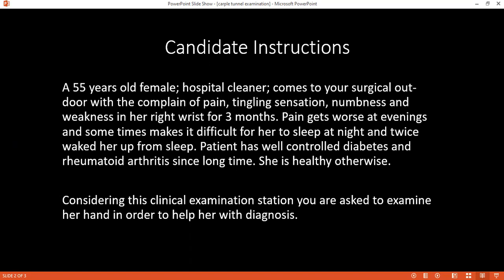Nice to meet you. I will wash my hands. Today I'm going to examine your hands. It will include look, feel, and movement, and I will ask you to do some special movements, and I will do some tests. Do you agree with this? Yes. Do you have any pain at the moment? No. Okay, I will try to be gentle in the examination. If you feel any pain, let me know.